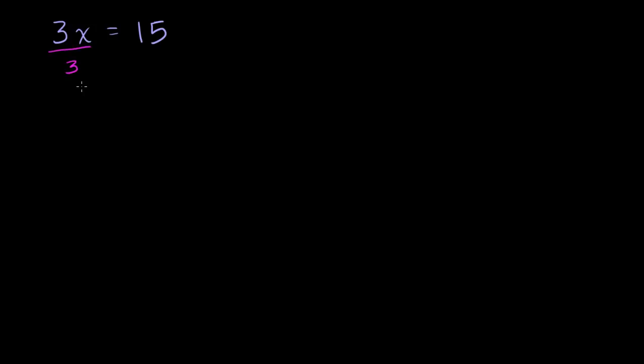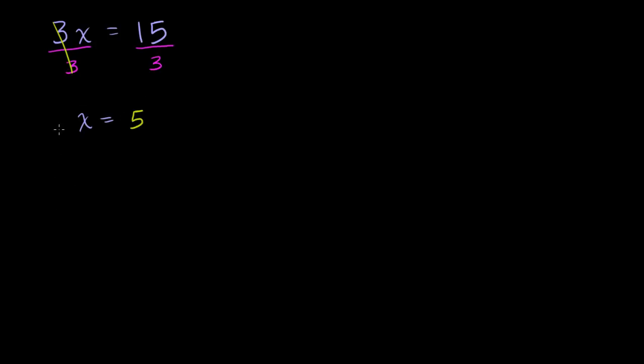And my whole motivation for doing that is to have 3 times something divided by 3. The 3's will cancel out, and I'm just going to be left with an x. Now, 3x was equal to 15. If I'm dividing the left side by 3, in order for the equality to still hold, I also have to divide the right side by 3. And what does that give us? Well, the left-hand side, we're just going to be left with an x. And then the right-hand side, what is 15 divided by 3? Well, it is just 5.